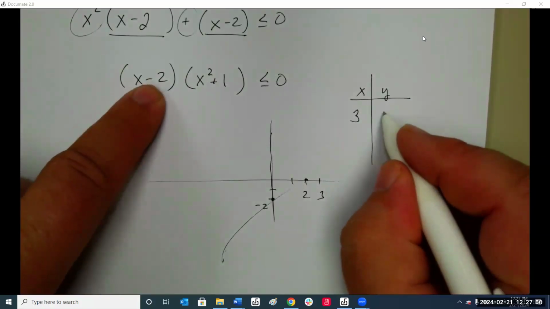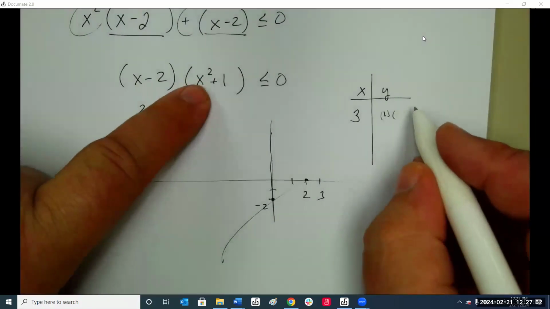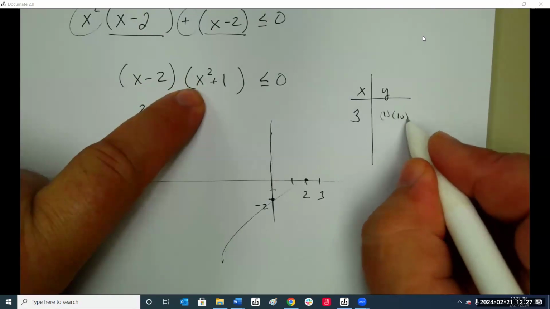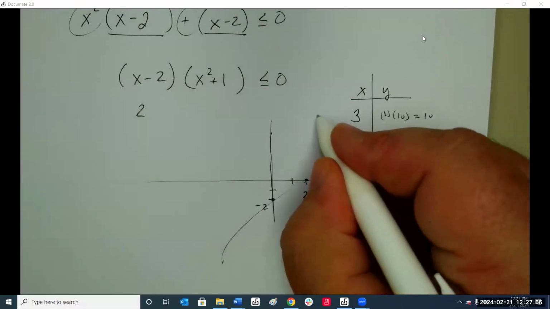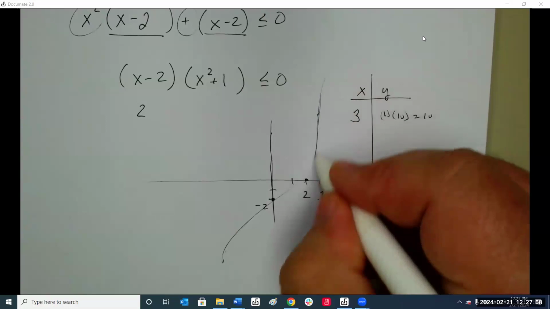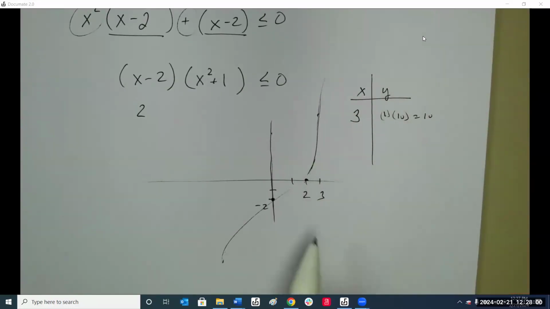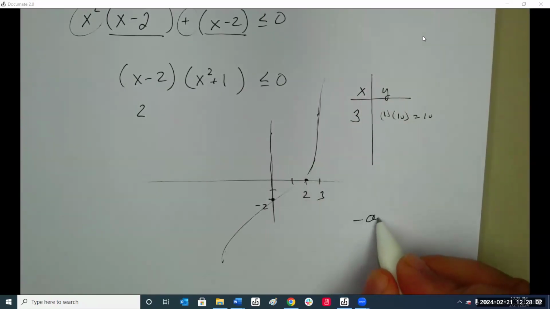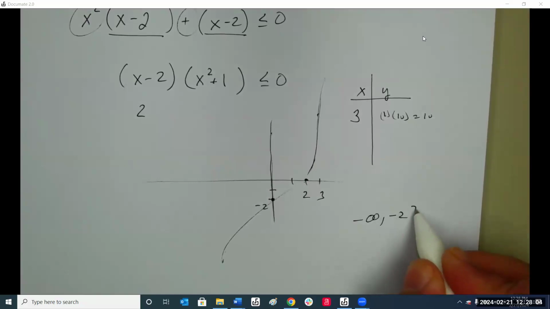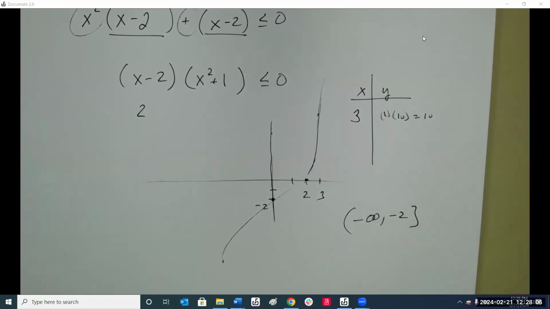3 minus 2 is 1. 3 squared is 9 plus 1 is 10. So this one is 10. So it goes all the way up here. So our only solution is from -infinity to -2. We're interested in where the graph is below the x-axis. Again, that's why you have to have a 0 on one side, because it's either above or below the x-axis.